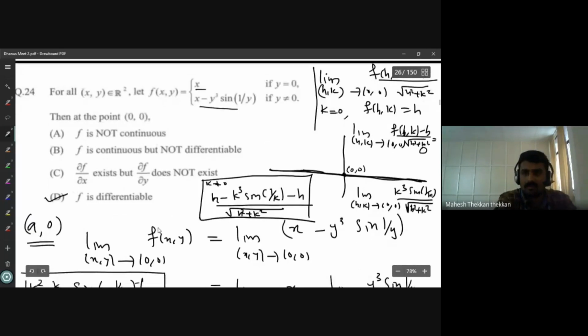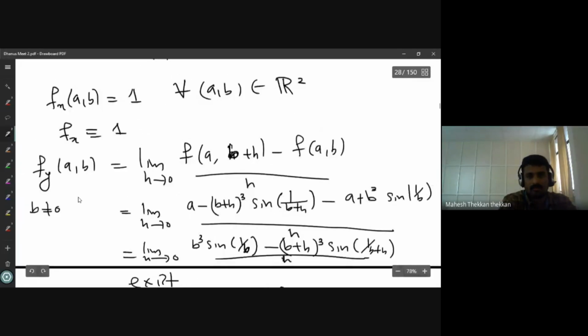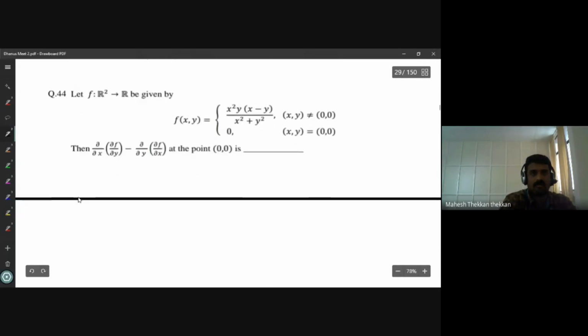Or you can directly use the definition of derivative and find the derivative there at (0,0). So f is a differentiable function at (0,0). That is the correct answer. So now you can look at another question. This is the function you have. So f is from R2 to R and f of (x,y) is given by this.